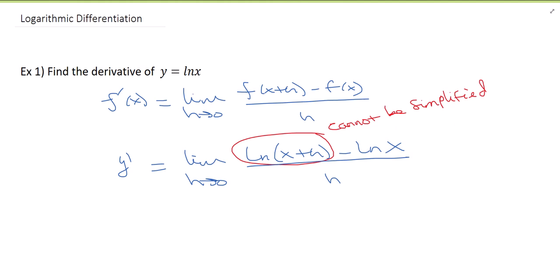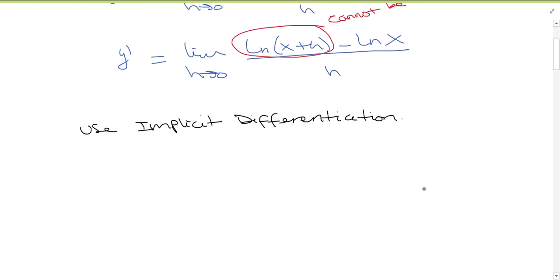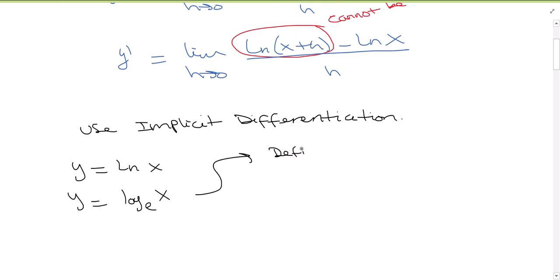So what we're going to do instead is use implicit differentiation to find the derivative. So how do we use implicit differentiation here? Well, we're going to lean back on the definition of the logarithm. So I know y equals ln of x. This really means the base of the log is e, so I'm going to say this is log base e of x.